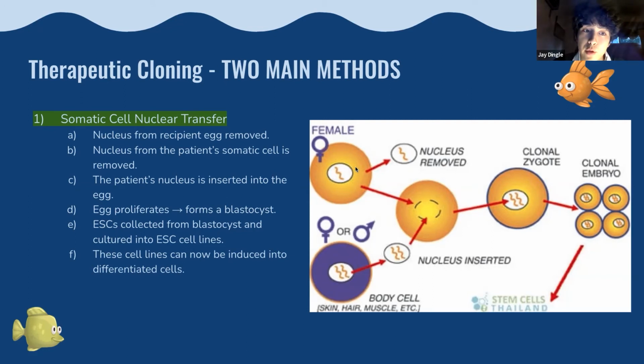So we remove the nucleus from our recipient egg, as well as removing the nucleus from the patient's somatic cell. The patient's nucleus is then inserted into the egg, as we can see here in this diagram, and this egg will proliferate, forming a blastocyst, which is otherwise known as a fertilized egg. And then embryonic stem cells will be collected from the blastocyst and cultured into embryonic stem cell lines. So these cell lines can now be induced into any differentiated cell, which is a major advantage for somatic cell nuclear transfer.